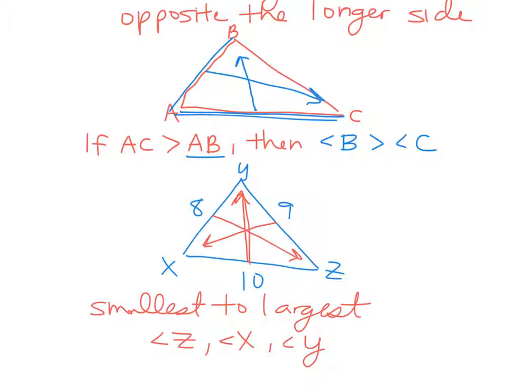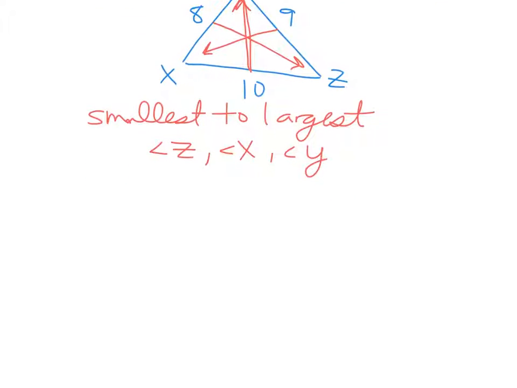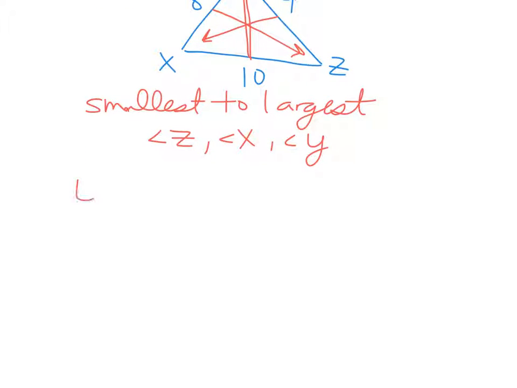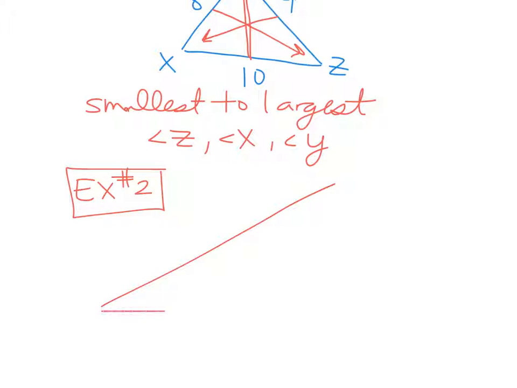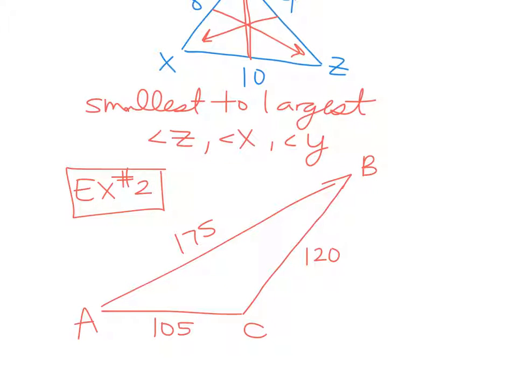Let me give you another one. That will be example 2. Let's say I have this triangle. This is A, B, and C. This is 175. This is 120. And this is 105. Okay? Across from the biggest side is the biggest angle. Across from the shortest side is the smallest angle.